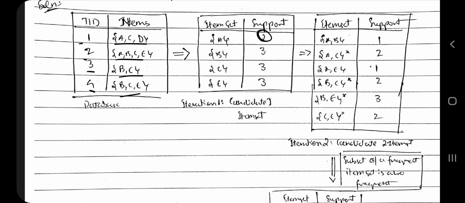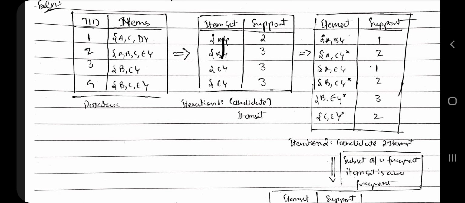A, how many times did it appear? 2 times. B, how many times? 3 times. C, 3 times. E, 3 times. And D appears just 1 time, so we will eliminate it. We want items which appear more than or equal to 2 times. So we'll eliminate D, and move forward.